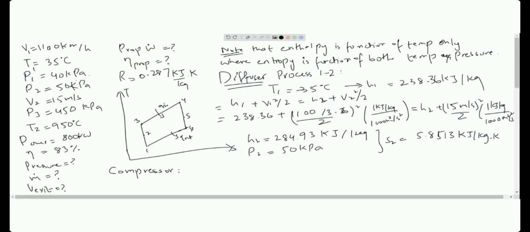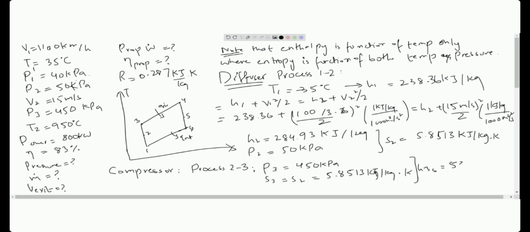Now for the compressor, process 2 to 3, pressure P3 is equal to 450 kilopascal and S3 is equal to S2, that is 5.8513 kilojoule per kg dot K. For this pressure and entropy, value of H3S is equal to 534.42 kilojoule per kg.